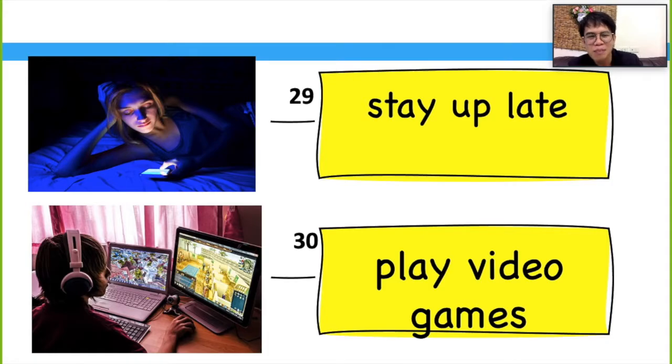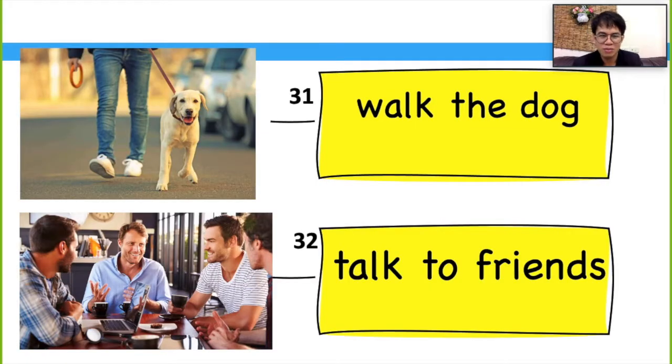And number 30, play video games. Play video games. I think that nowadays a lot of young people or people with the same age as you are playing video games, right? And number 31 is walk the dog. Walk the dog. So if you have a pet dog, you can take a walk with your pet. You can walk the dog.